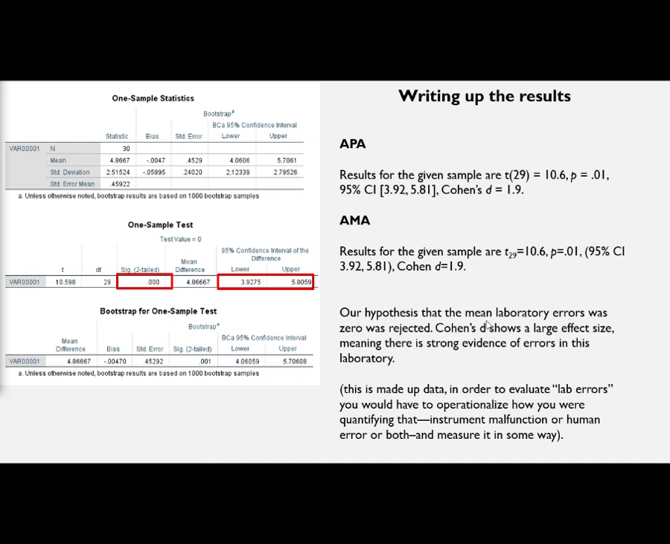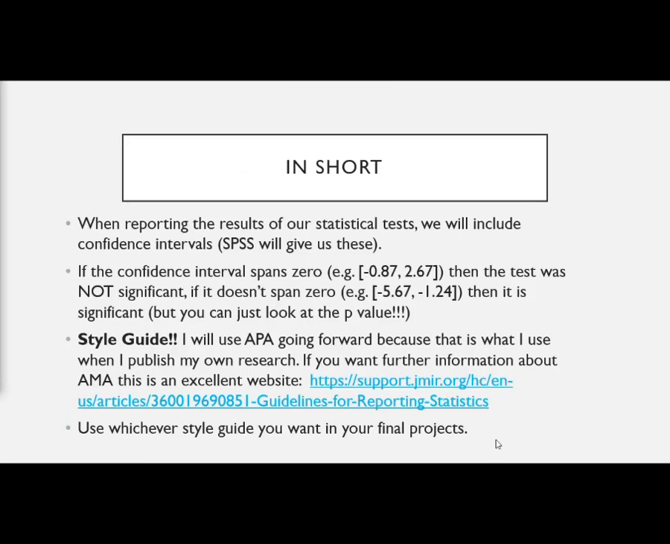So we would write it up: our hypothesis that the mean laboratory errors was 0 was rejected. Cohen's d shows a large effect size, meaning there is strong evidence of errors in this laboratory. This is made up data. In order to evaluate lab errors, you would have to operationalize how you were quantifying that: instrument malfunction, or human error, or both, and measure it in some way. That's just a little sidebar.